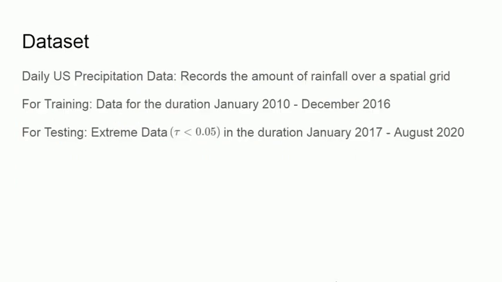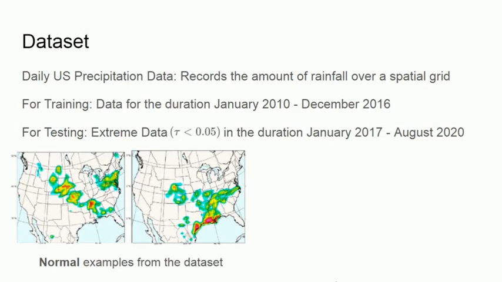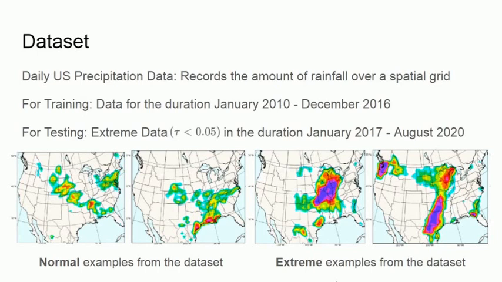We use the US daily precipitation dataset, which records the amount of rainfall over a spatial grid. For training, we use the data from the duration 2010 to 2016, whereas for testing, we use extreme data samples in the duration 2017 to August 2020. Here are normal examples from the dataset, and here are extreme examples from the dataset.